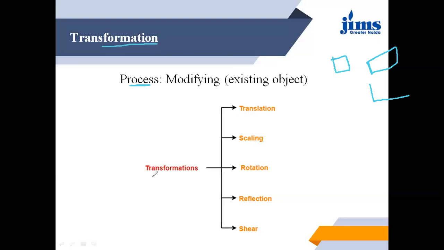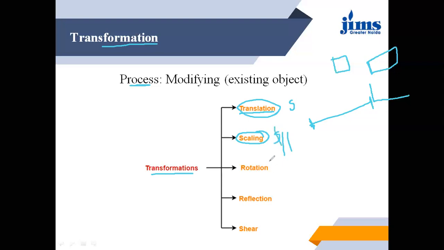Transformations are basically 5 types. First one is translation, meaning to change the location of an object from one place to another. Scaling means to enhance or diminish the size of the object. In translation the shape of the object is the same, but in scaling the size of the object is going to be changed.